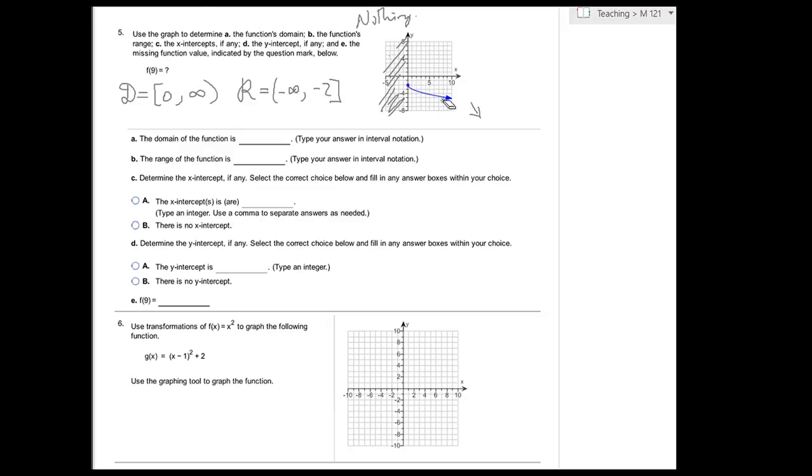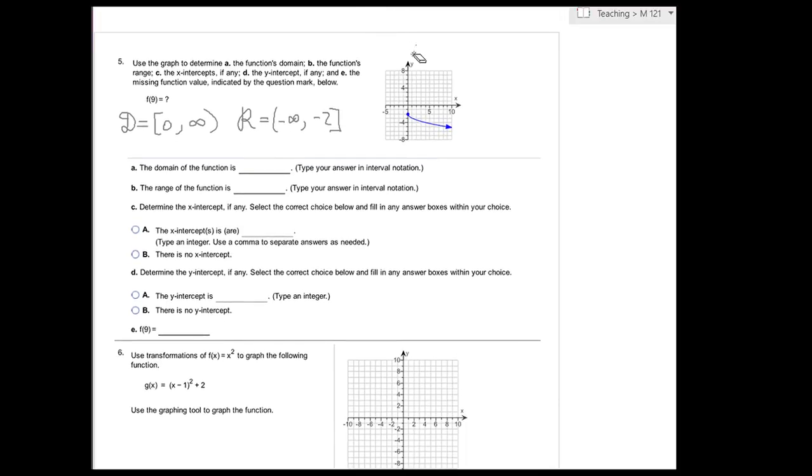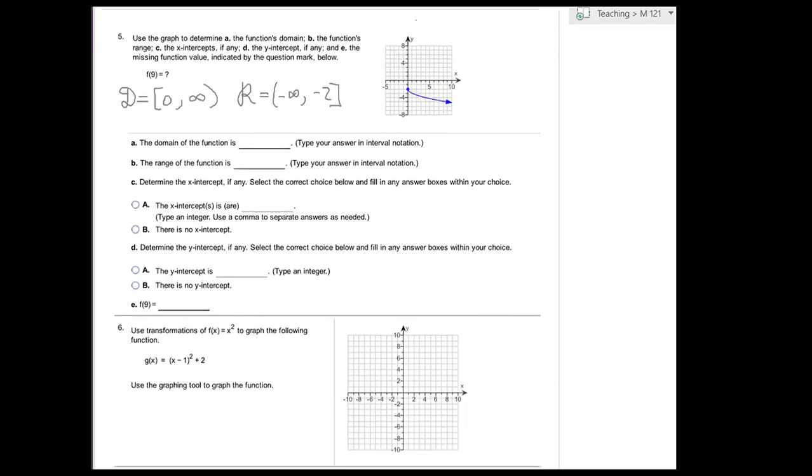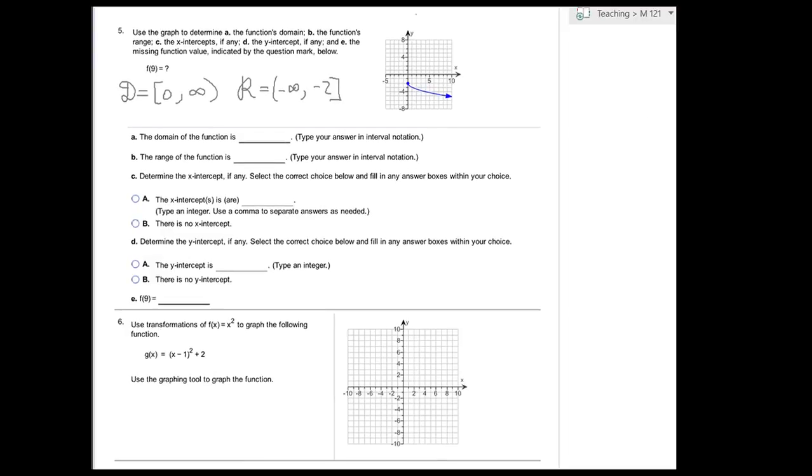Let's clear this out here. Oops. Erased so hard I moved the page.